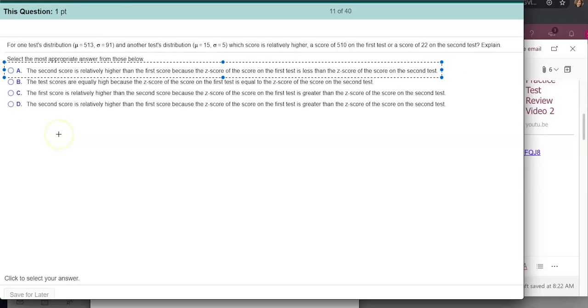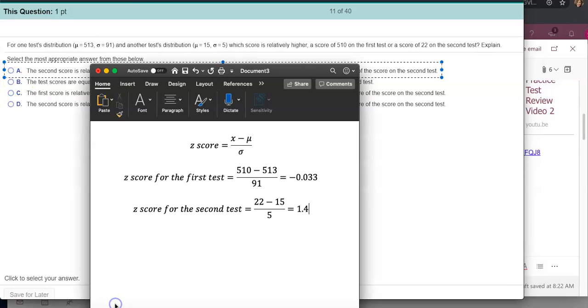I think we should probably read it carefully, but the main idea for this problem is just simply calculating the z-scores and going with the one that has the higher z-score. Read them carefully, but that's the main idea of this problem, alright?